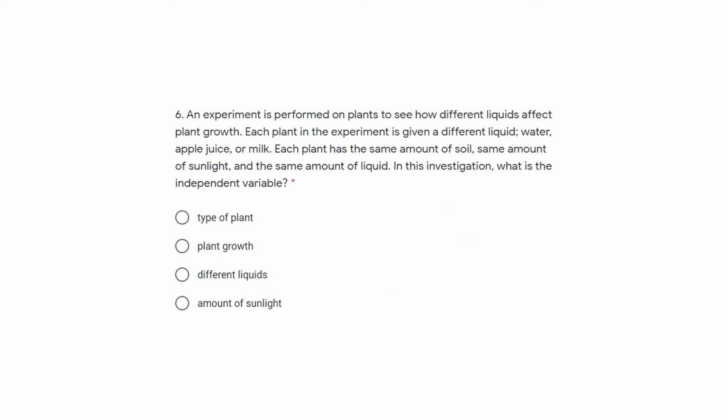Now, the next 5 questions are not based on this experiment. They're based on different ideas. So an experiment is performed on plants to see how different liquids affect plant growth. We're looking at different liquids and we're looking at plant growth. Each plant in the experiment is given a different liquid: water, apple juice, or milk. Each plant has the same amount of soil, that's controlled, the same amount of sunlight, that's controlled, the same amount of liquid, that's controlled. What is the independent variable?